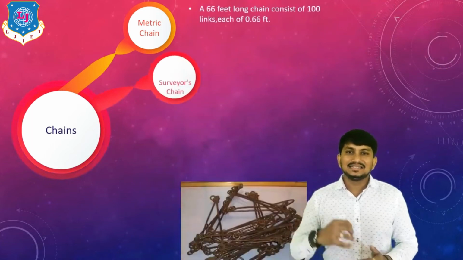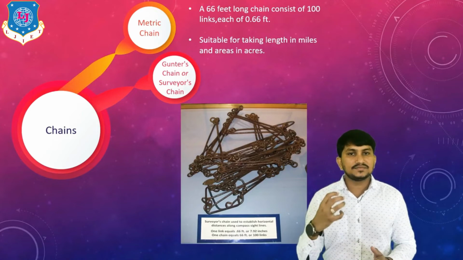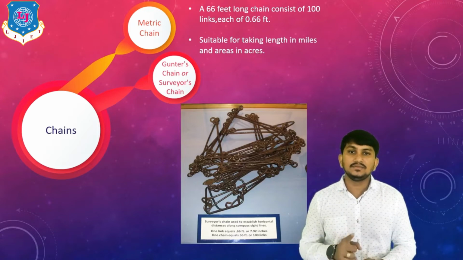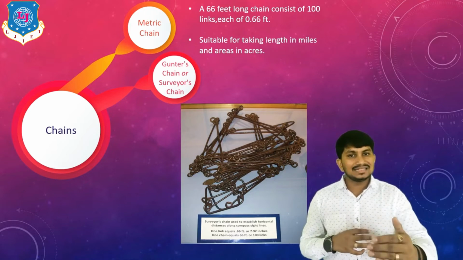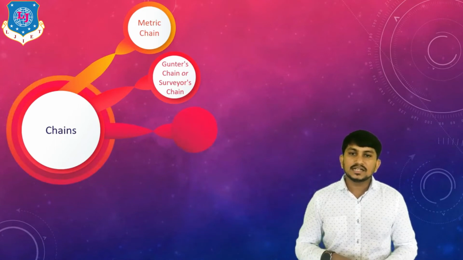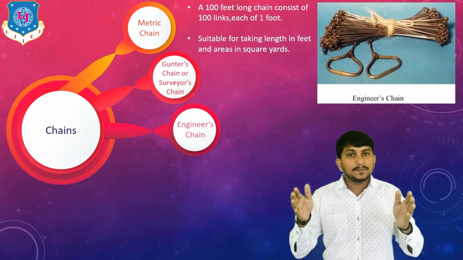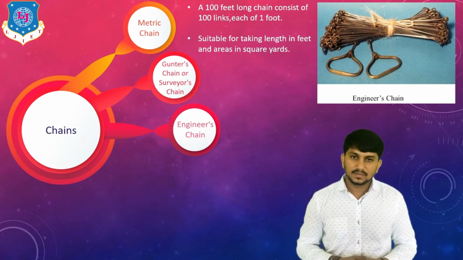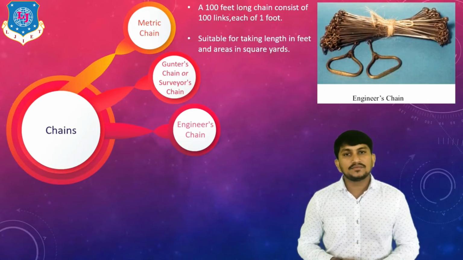Now, let's discuss the second type of chain, which is Gunter's chain or surveyor's chain. It is a 66 feet long chain having 100 links. Means each link having size of 0.66 feet. It is suitable for taking lengths in miles and areas in acres. Third type of chain is engineer's chain, which is 100 feet long having 100 links. Means each link size is about 1 feet. It is suitable for taking lengths in feet and areas in square feet or square yard.